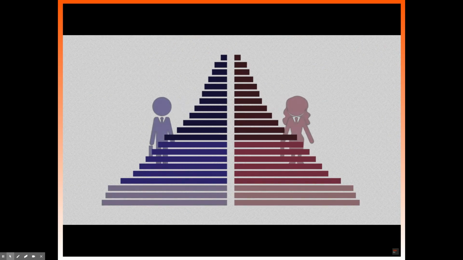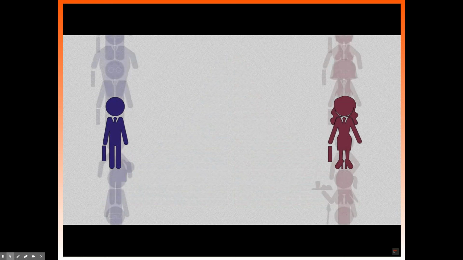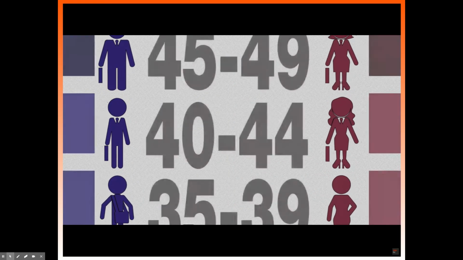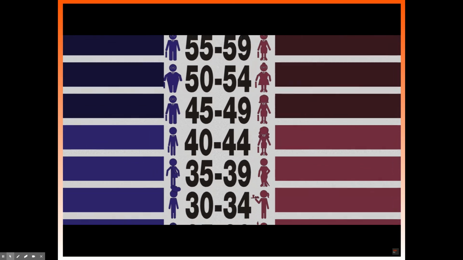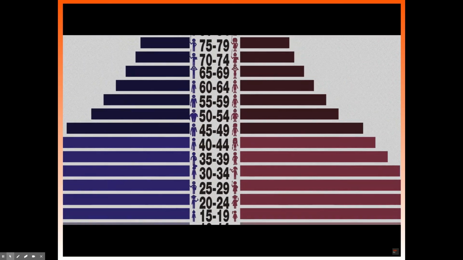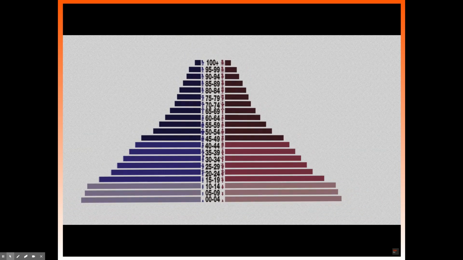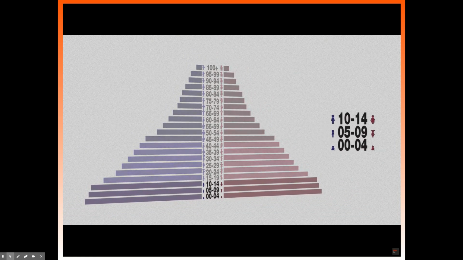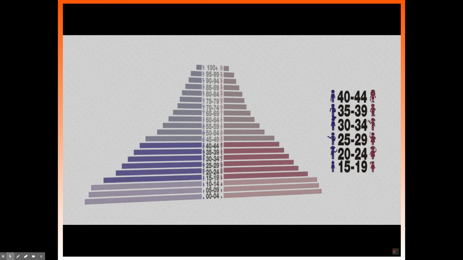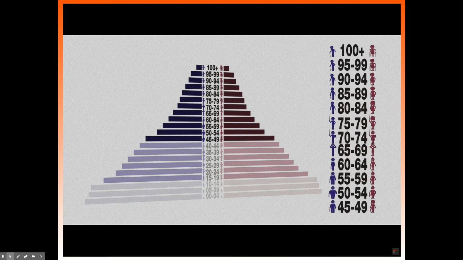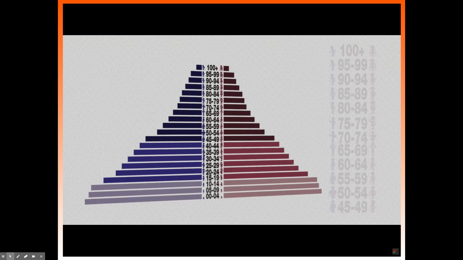Here, the data is divided by gender, with females on one side and males on the other. The population numbers are shown for each 5-year age interval, starting from 0 to 4 and continuing up to 100 and up. These intervals are grouped together into pre-reproductive, 0 to 14, reproductive, 15 to 44, and post-reproductive years, 45 and up. Such a population pyramid can be a powerful predictor of future population trends.